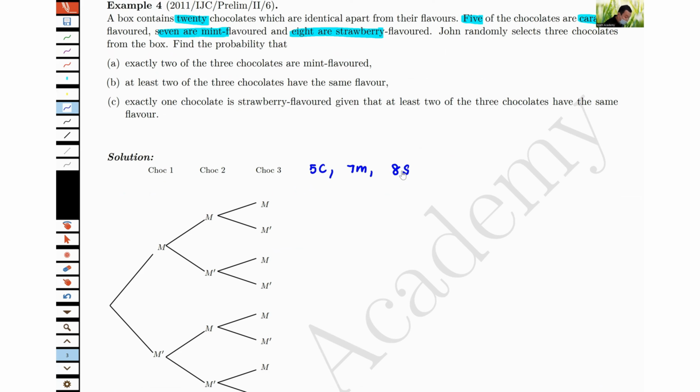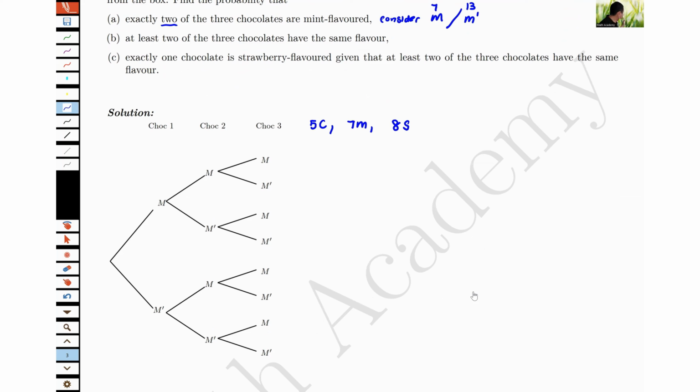John is going to select 3 chocolates. Can we find the probability that exactly 2 of the 3 will be mint flavored? So they are only looking for mint. You should consider just mint or not mint. You don't have to think about how many are caramel or S. Just think about how many are mint or not mint, for which this is 7, this is 13.